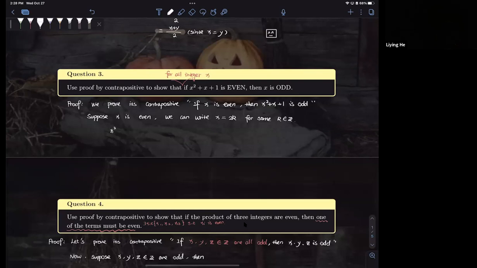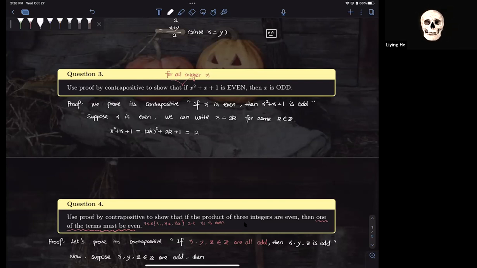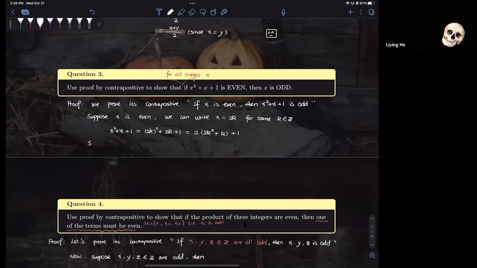So x squared plus x plus 1 equals 2k squared plus 2k plus 1, which equals 2 times... you want to write it as 2 times an integer plus 1. So that's 2 times (2k squared plus k) plus 1. And you can say since 2k squared plus k is an integer, x squared plus x plus 1 is odd. And that is the end of my proof.